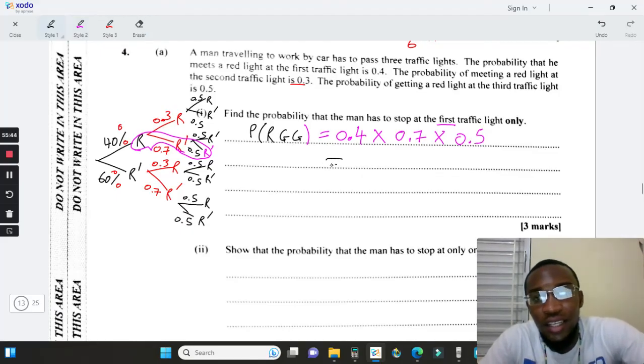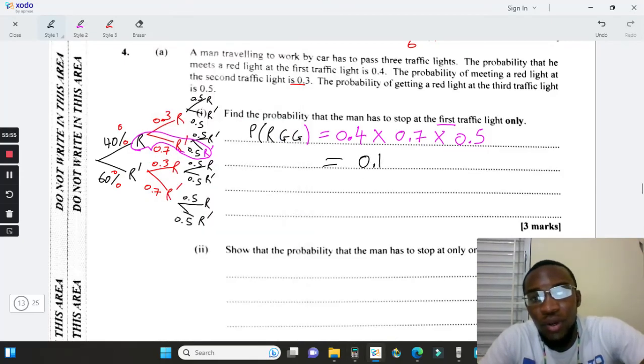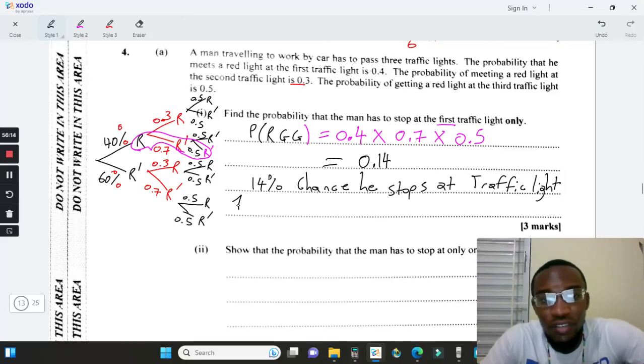Put that in the calculator. So put in 0.4 times 0.7 times 0.5, which is 7 over 50 or 0.14. So there's a 14% chance he stops at traffic light 1, the first traffic light.